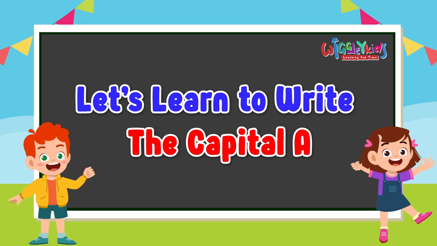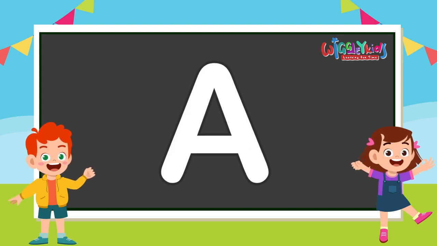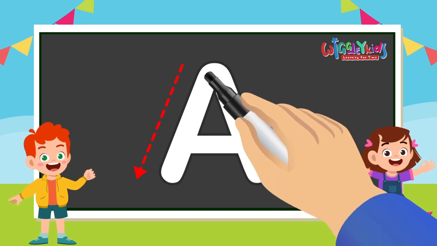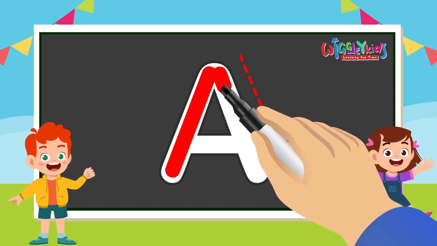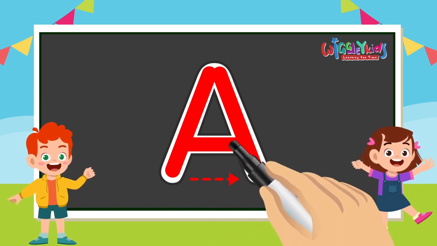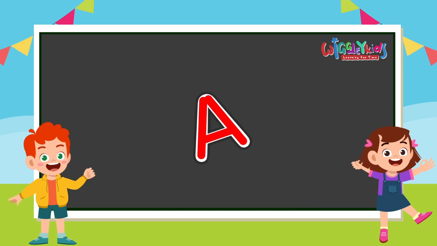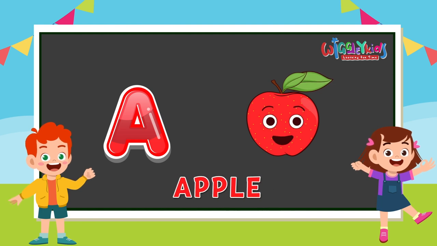Let's learn to write the capital A. Yay! First, we will draw a left slanting line. Then we will draw a right slanting line. And at the end, join the two slanting lines with a sleeping line in the middle. A is for apple.